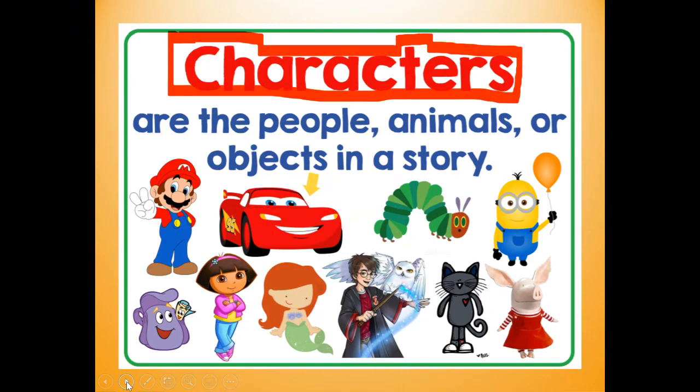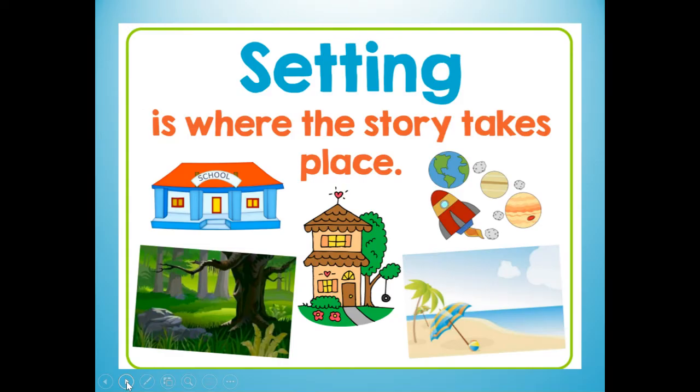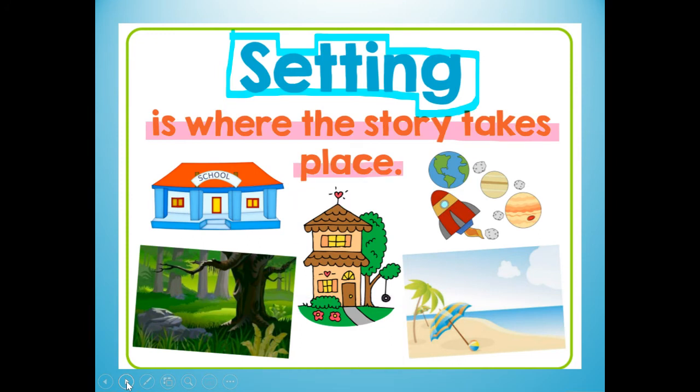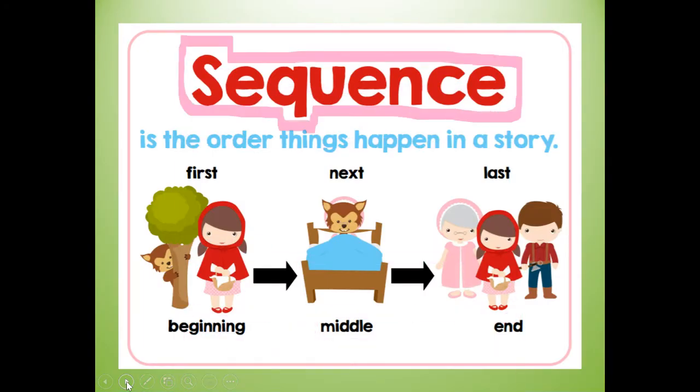So characters. Characters are the people, animals, or objects in a story. Setting. Setting is where the story takes place. Sequence. Sequence is the order things happen in a story. So you would say first, next, last. And first is the beginning, next might be the middle, and then last would be the end. Beginning, middle, and end.